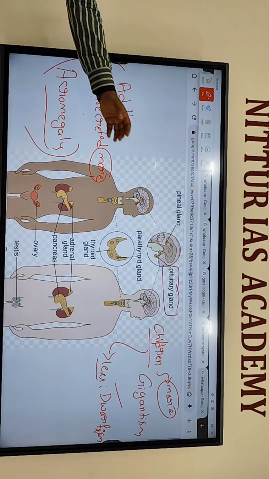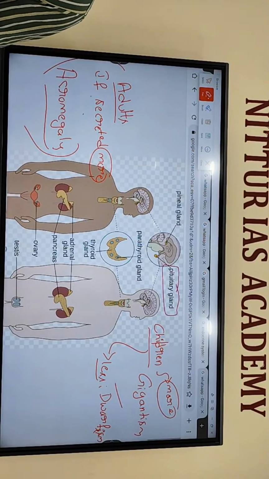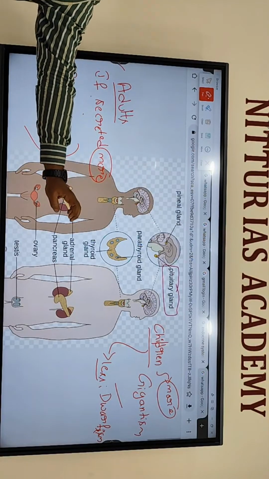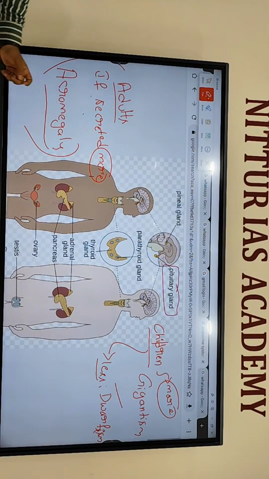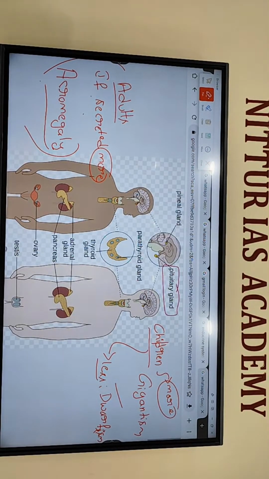In adults, if it is secreted less, no issues. They are already grown up. No such condition is there. In children, growth hormone secreted more means gigantism, less means dwarfism. In adults, secreted more means acromegaly.